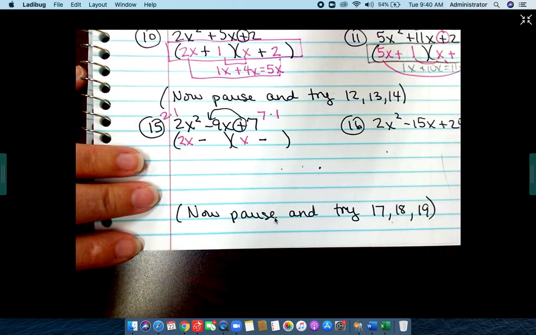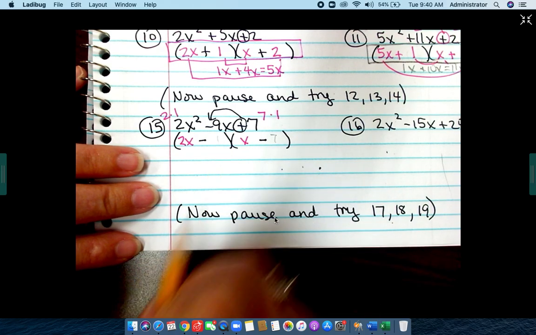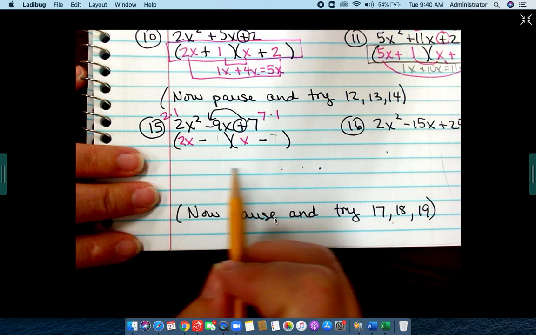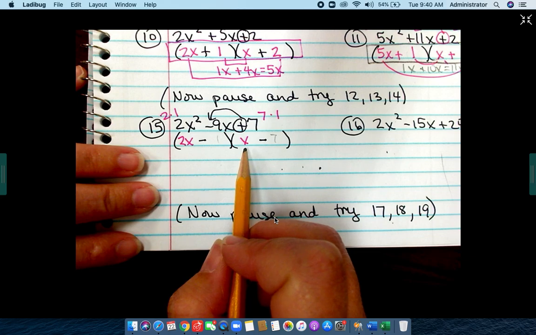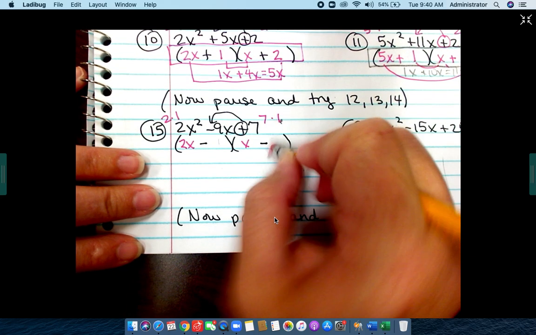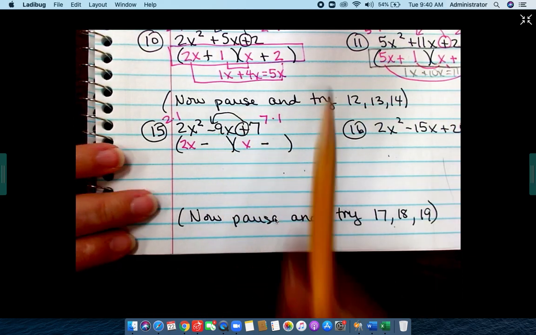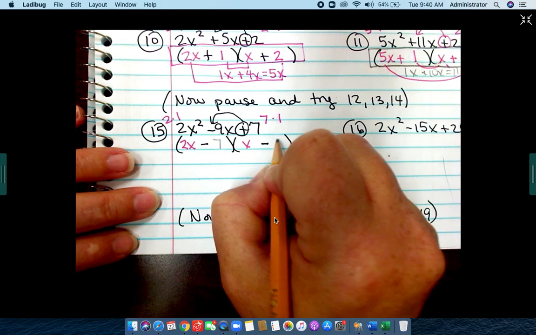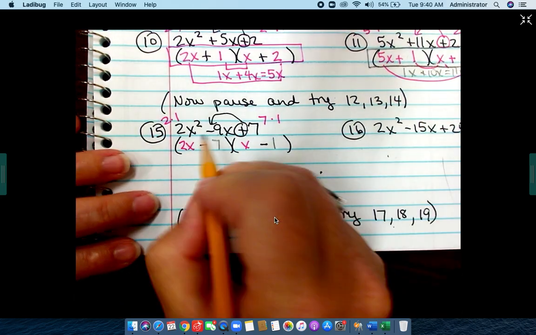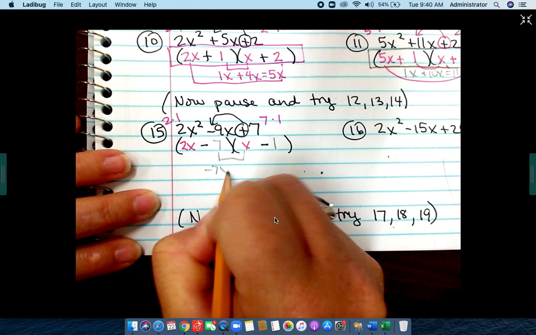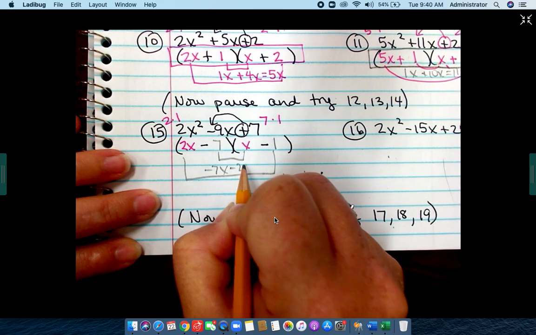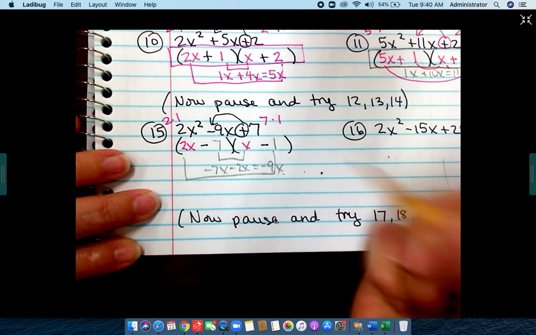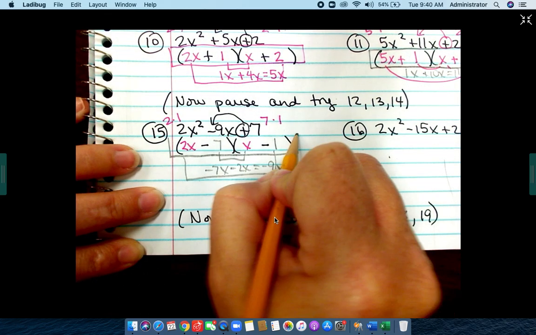If I put the 7 here and the 1 here, then I'm going to get negative 14 minus 1, which is negative 15. I want negative 9. So what if I put the 7 here and the 1 here? Negative 7x minus 2x, yay, gives me negative 9x. So I know this is correct.